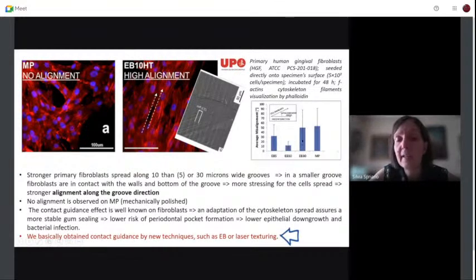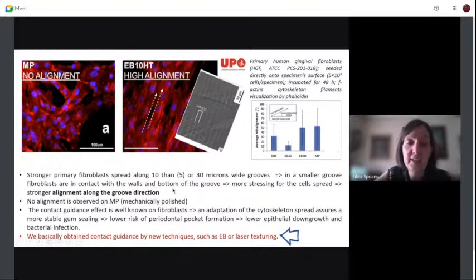On the other side, if the grooves are 30 microns wide, you have almost a random distribution, as on the mechanical polished surface. And this is also the case of very small 5-micron grooves, because in this case we were not able to get such nice grooves on the surface. They are too small in dimension, and the E-beam technology is not able to get nice grooves. So the cells are not guided by these grooves.